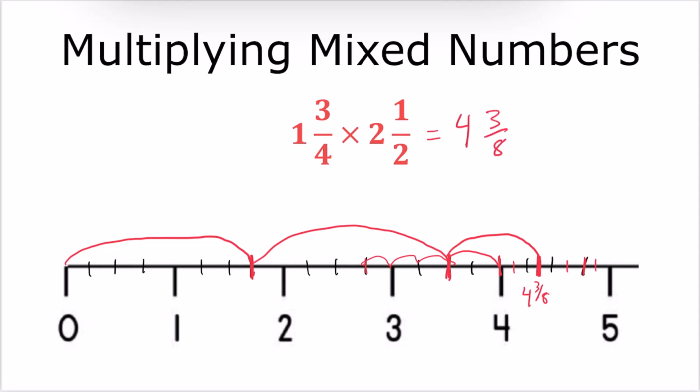So when we look at this example, it might be pretty obvious where the 3/8 comes from, because 3 times 1 is 3, 4 times 2 is 8, and that equals 3/8. But it's a little bit puzzling where this 4 comes from, because 1 times 2 does not equal 4. And the reason why you can't just multiply the whole numbers and the fractions together is easier to see if we look at an area model.